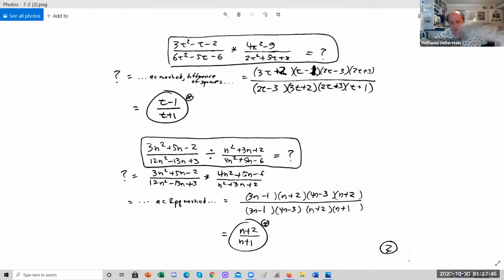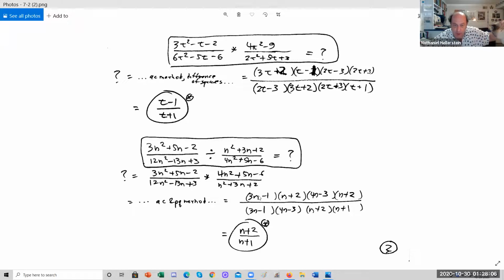And okay, for quadratics which need factoring, this one here factors to 3n minus 1 times n plus 2. This one here factors to 4n minus 3 times n plus 2. This one here factors into 3n minus 1 times 4n minus 3. This one here factors into n plus 2, n plus 1. All right, let's see what happens.